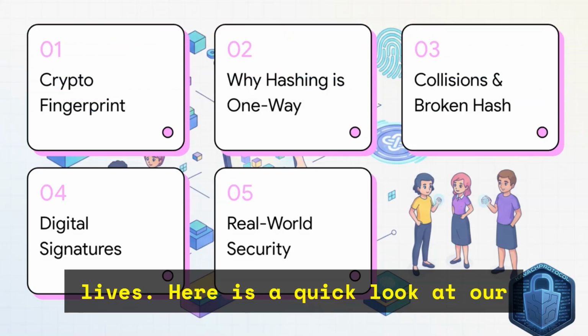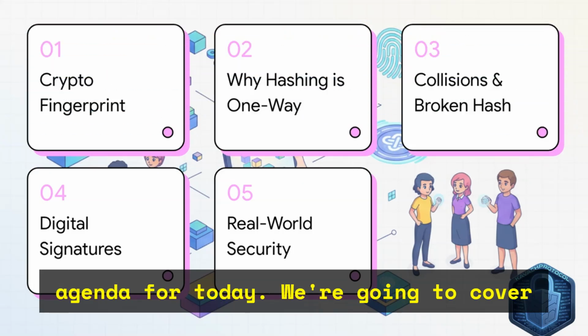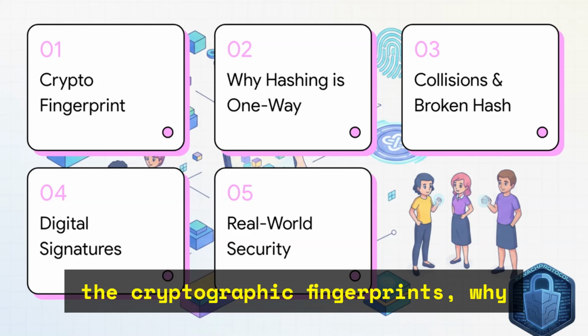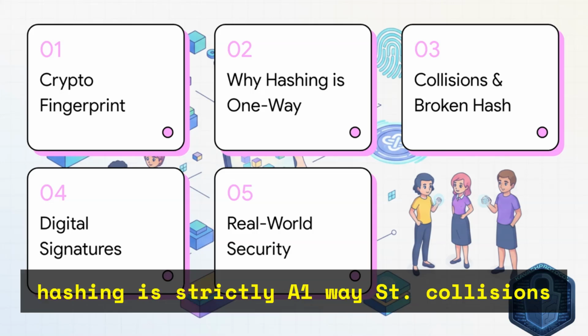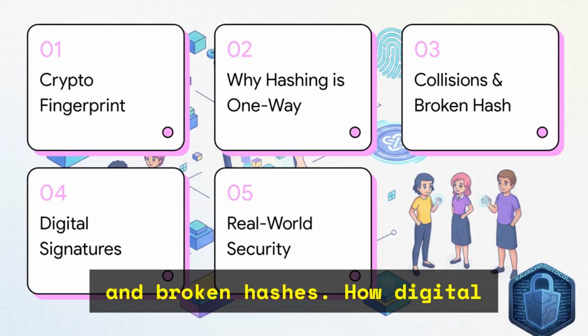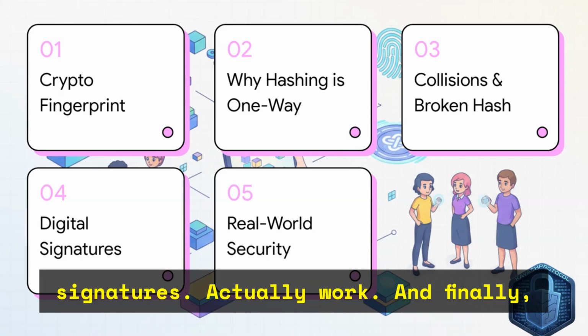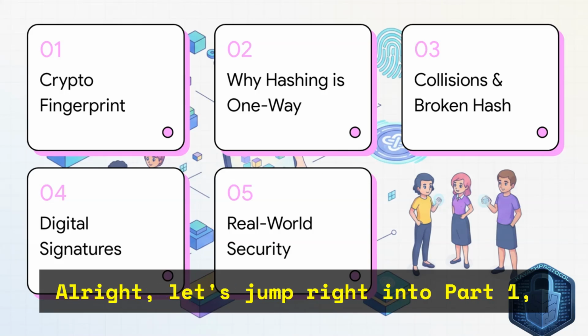Here is a quick look at our agenda for today. We're going to cover the cryptographic fingerprint, why hashing is strictly a one-way street, collisions and broken hashes, how digital signatures actually work, and finally, some real-world security applications.